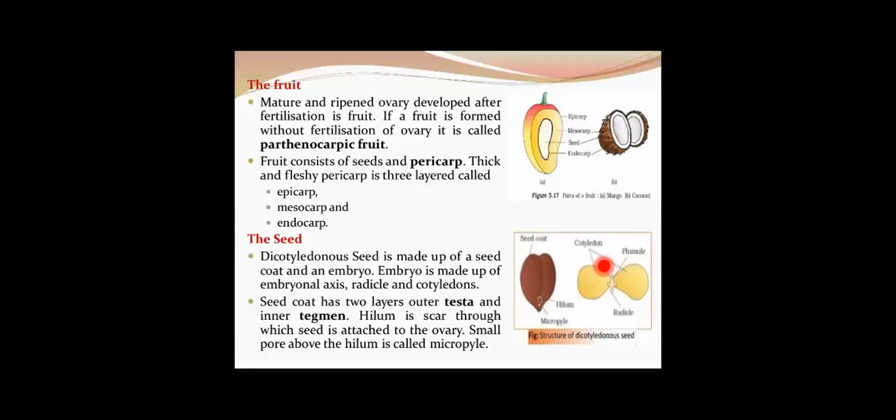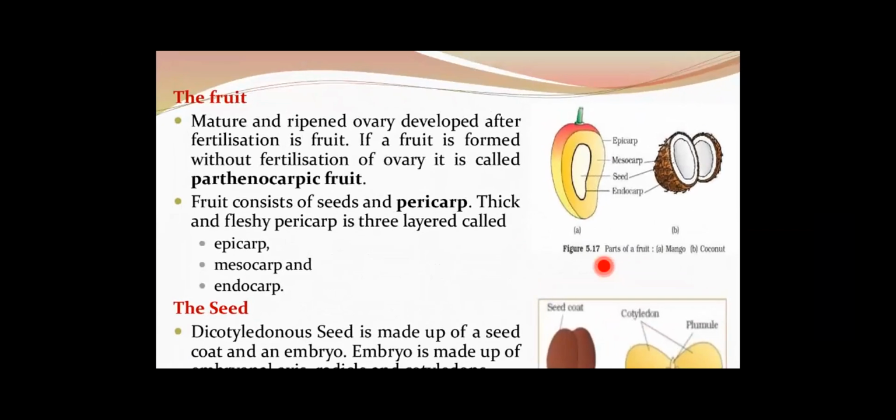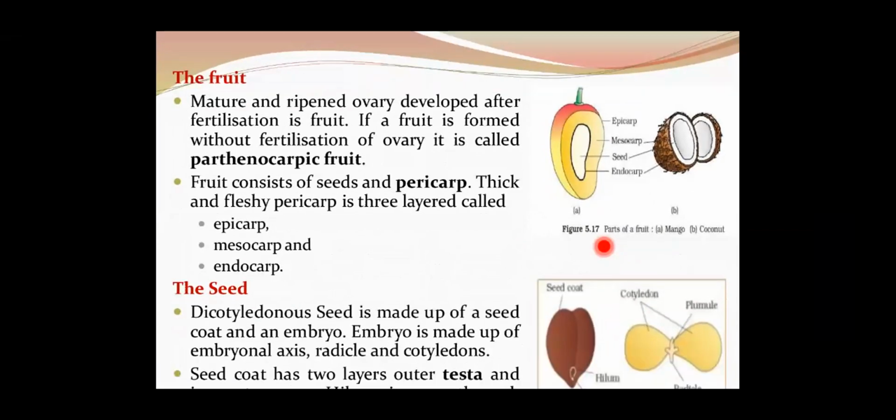I hope you have just recalled and refreshed yourselves. Let us move to the next part, that is the fruit. So what is a fruit? A ripened ovary is called a fruit, students. This mature and ripened ovary developed after fertilization can be of different types. If a fruit is formed without fertilization, the condition is called parthenocarpy, and the fruit is called a parthenocarpic fruit. We are well aware of that.